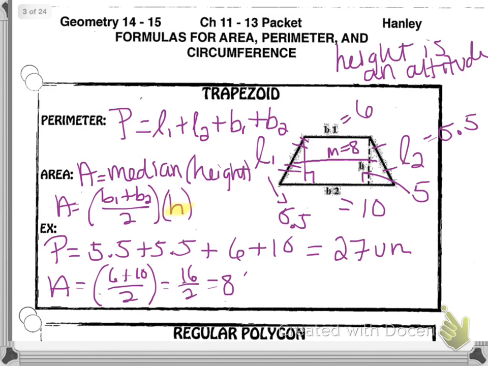So we are going to multiply by 5, because that's what we said our height would be. And we end up with 40 units squared. So remember, area is always units squared. Alright, and that's it. So make sure that you can find your altitude, height, and that is perpendicular to a base, and then you also have to calculate your median.